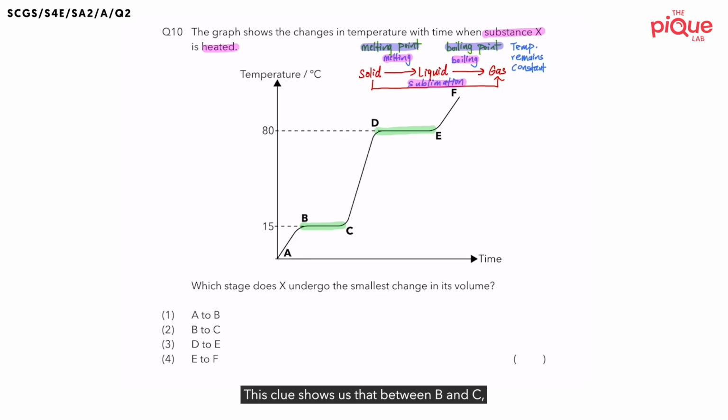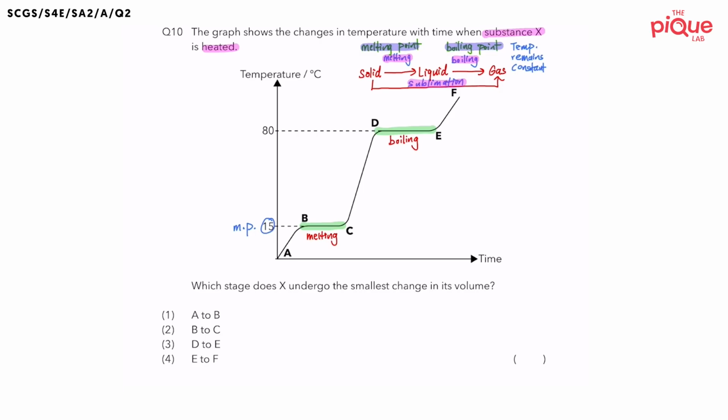This clue shows us that between B and C, the substance must have been undergoing melting, whereas between D and E, the substance is undergoing boiling. The melting point of substance X is 15 degrees Celsius, whereas the boiling point is 80 degrees Celsius.